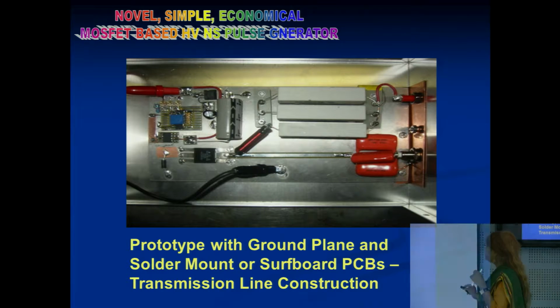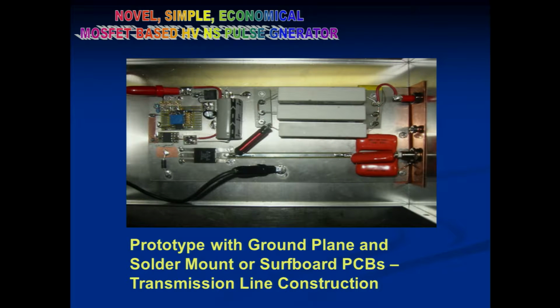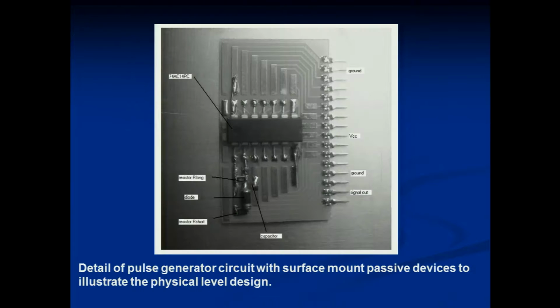And you see everything he put. This is a ground plane, he put everything on a copper sheet and grounded properly. Prototype with ground plane and solder mount or surface board PCBs. Transmission line construction. So, this is the back side of the board.